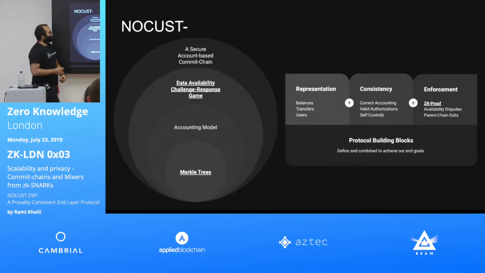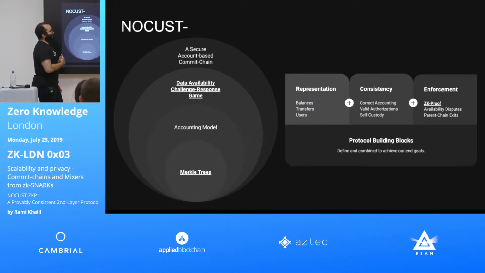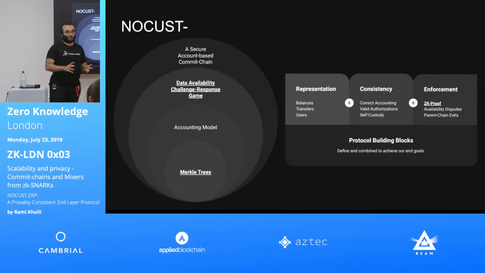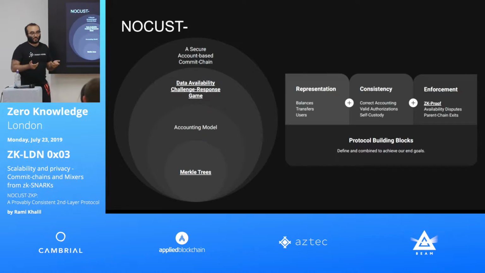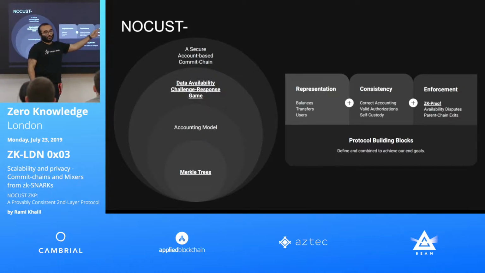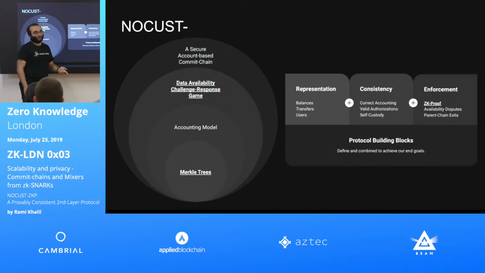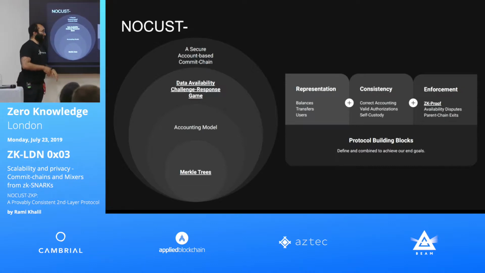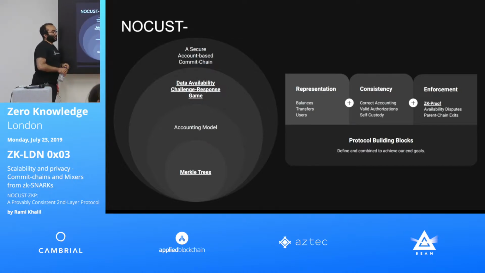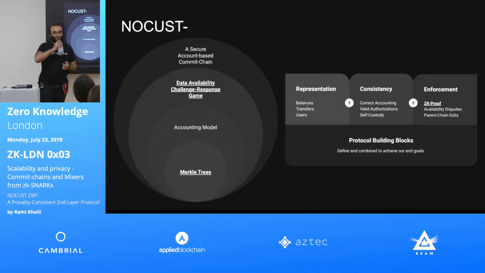So this is what NOCUST could reduce to once you actually introduce some consistency guarantees. You don't have to deal with intervals in your Merkle trees or even sums in your Merkle trees anymore. You just have to deal with Merkle trees where the leaves only represent some account with some state, which is the balance. Your enforcement doesn't rely on a consistency dispute anymore. It just includes a ZK proof along with all of your commitment submissions. And then the challenge response game reduces to only a game about data availability because you have consistency.